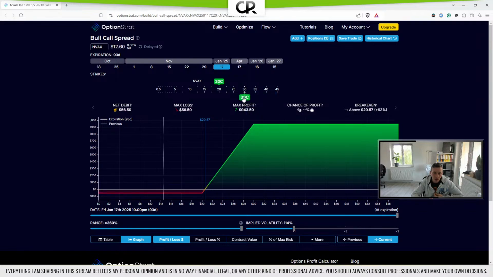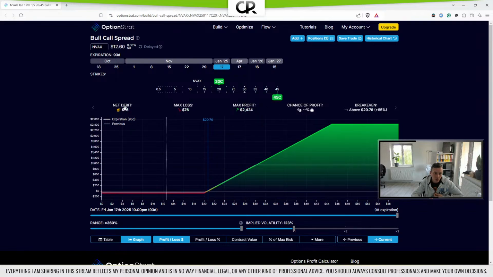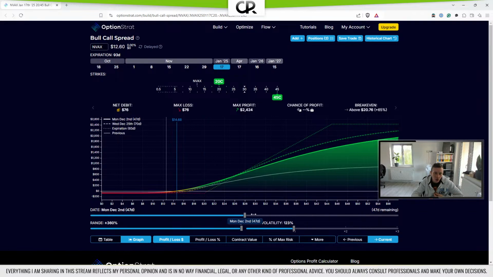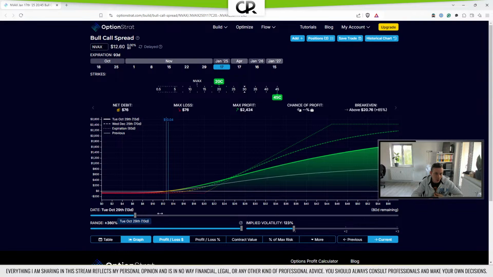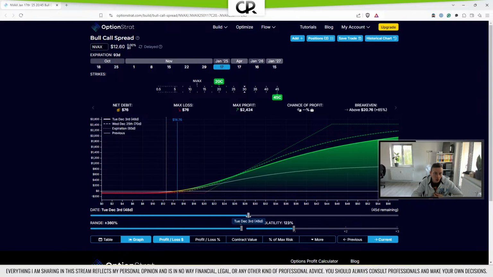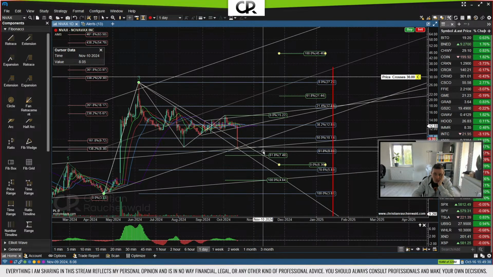But the play for January, we wouldn't even need to go that high because we would also reach profits earlier. Right now we're at the $12 mark, and we would need to move upwards, of course. We can see that in December we would already be in profit, in the $15 area or so, for this specific trade, which would still be a 50% increase.